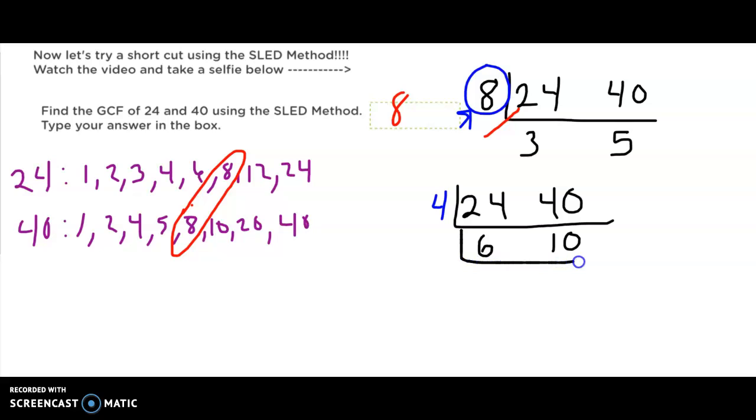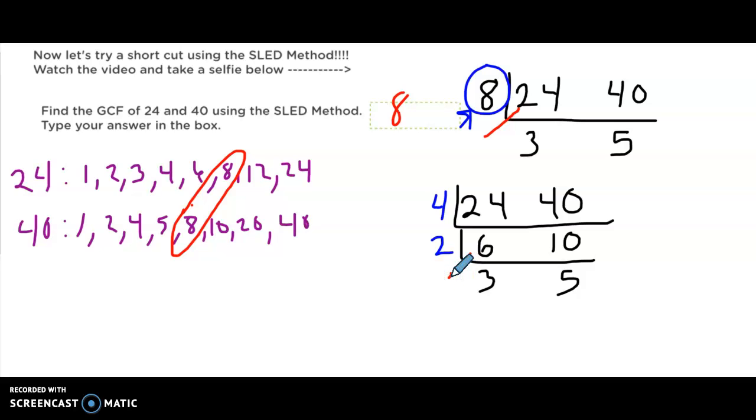So I'm going to do another sled, and this time I'm going to pull out a factor of 2. Now, what do you have left? 6 divided by 2 is 3. 10 divided by 2 is 5. Is there any other factor that I can pull out of 3 and 5 besides 1? Nope, nothing else, because they are both prime. You remember that from elementary school, prime: only factors are 1 and itself. So I'm going to put my doorstop.